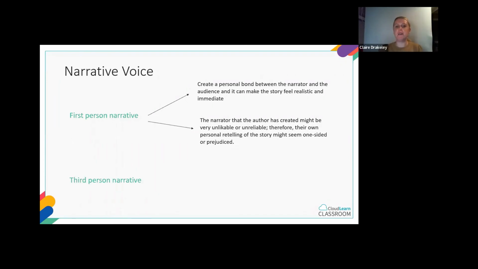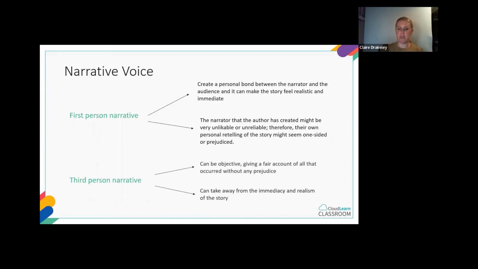So what about third-person narrative? Well, a third-person account can be objective, giving a fair account of all that occurred without any prejudice. But on the other hand, this can take away from the immediacy and realism of the story. Neither way is right or wrong. Instead, it's crucial to select the type of narration that suits your audience and purpose. We talk about this every lesson.